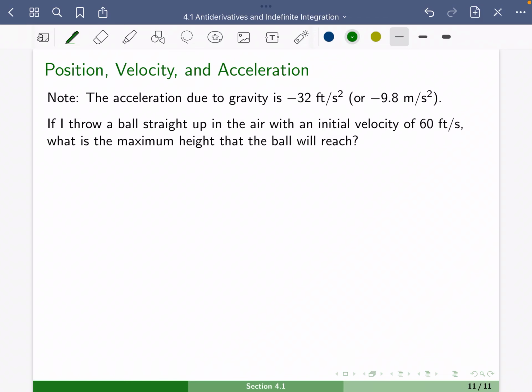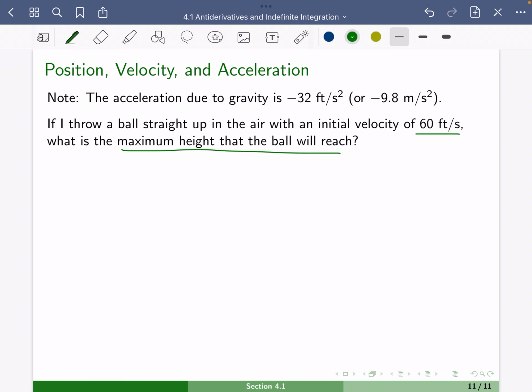In this video, we're going to take a look at an initial value problem that deals with velocity and acceleration and position. So let's jump right into it. If I throw a ball straight up in the air with an initial velocity of 60 feet per second, what is the maximum height that the ball will reach?